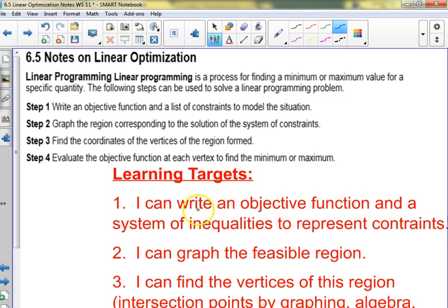Our learning objectives today are: for the quiz, you need to be able to write an objective function and a system of linear constraints. You need to be able to graph the feasibility region and find all the vertices.